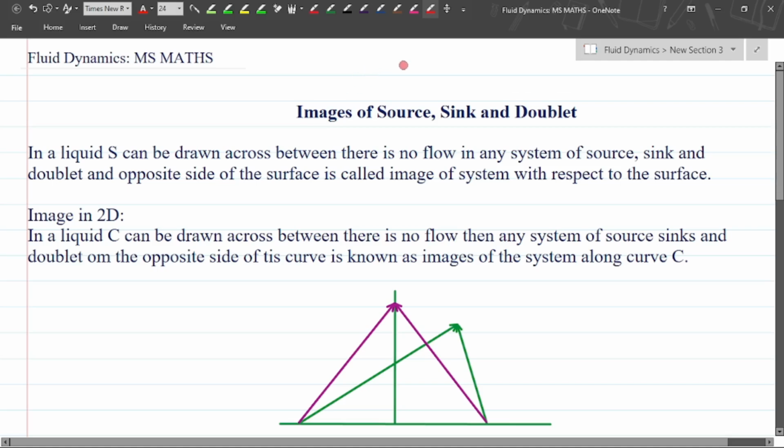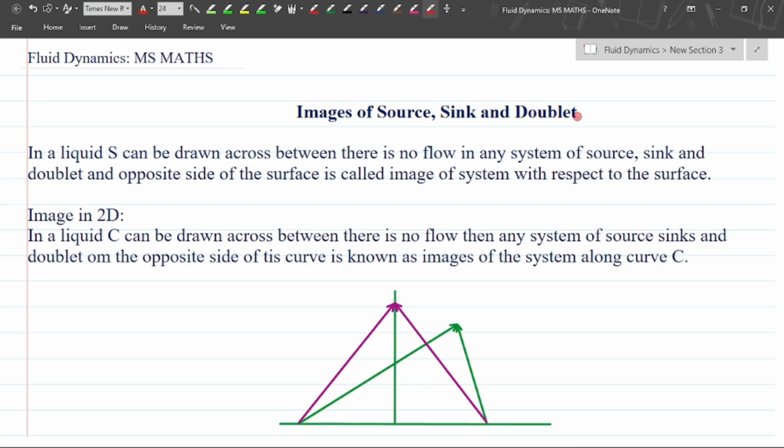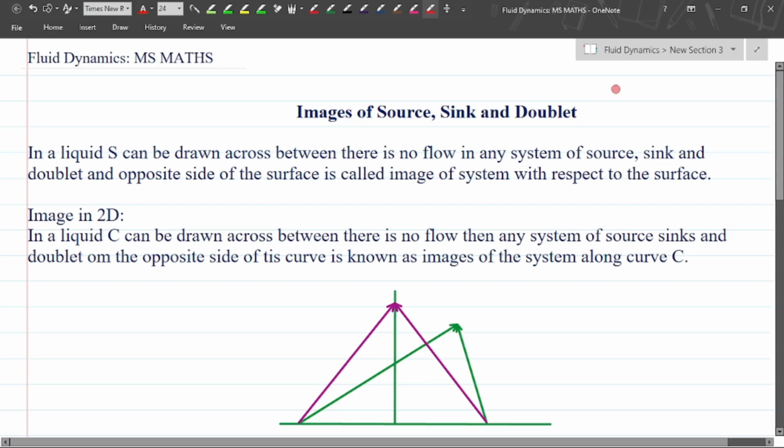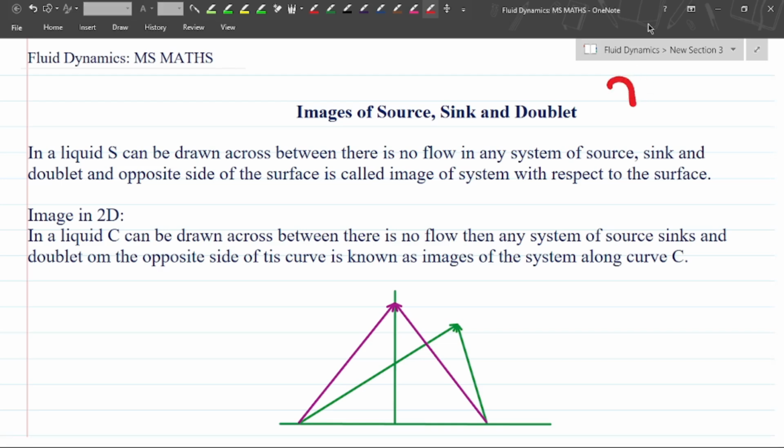In this video, we'll discuss the image of source, sink and doublet. In the previous video, we discussed and derived the complex potential function for source, sink and doublet. In fluid dynamics, if there is any symmetrical radial flow which is produced from a point, it is called the source, and if it is radially inward to a point, then it is called the sink. And the doublet is basically the combination of the sink and source, with some small distance delta s between them.